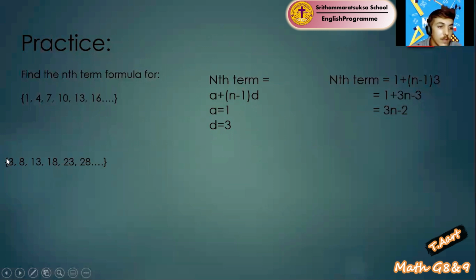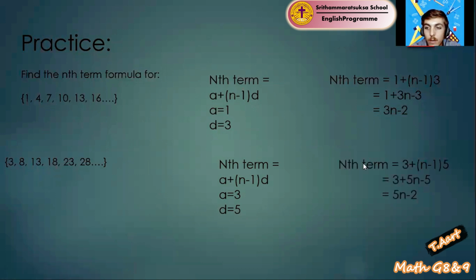Okay, let's try our last example here. 3, 8, 13, 18, 23, 28, and so on. Our first term is 3, so a is 3. The difference between each number is 5, so d is equal to 5. We put those into the formula, and we get 3 plus n minus 1 times 5. We multiply the 5 into the bracket, and we get 3 plus 5n minus 5. And then 3 minus 5 is minus 2. So we're left with 5n minus 2.